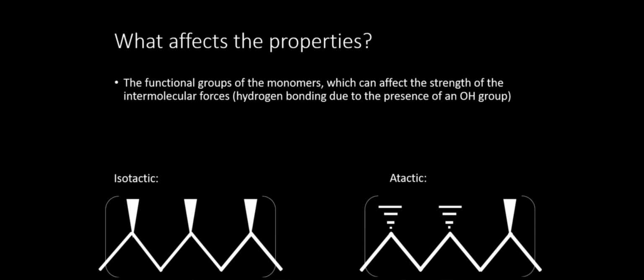The properties are also affected by the functional groups of the monomers, which can affect the strength of the intermolecular forces, such as hydrogen bonding due to the presence of OH groups, the chain length and branching, the stereochemistry, whether it's isotactic with the same stereochemistry, or atactic with alternating stereochemistry.